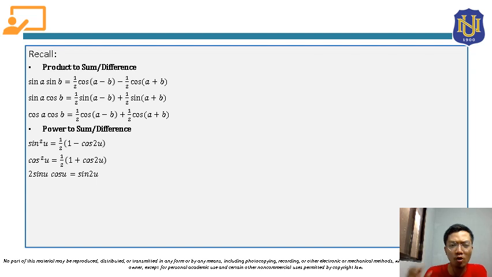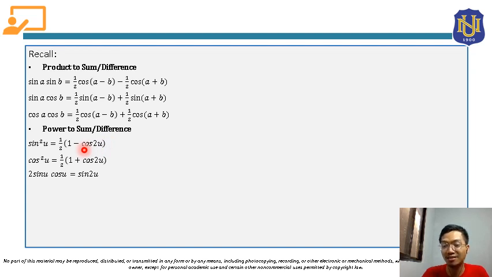And from here, we can apply linearity of Laplace transform. And also for power to sum or difference, let's say sine squared u. Of course, the Laplace transform of sine squared u, we cannot do that. We cannot just get the Laplace transform of sine u and then square it.